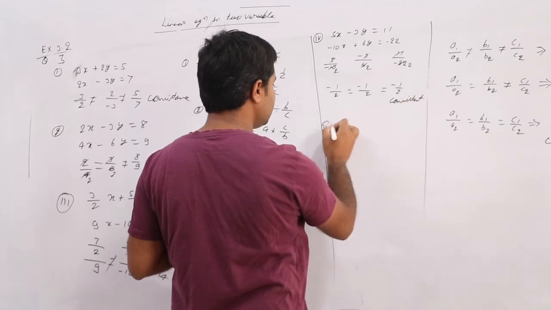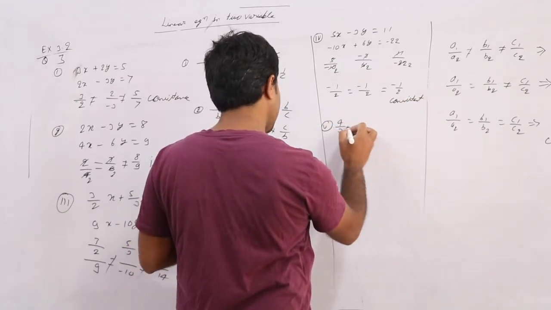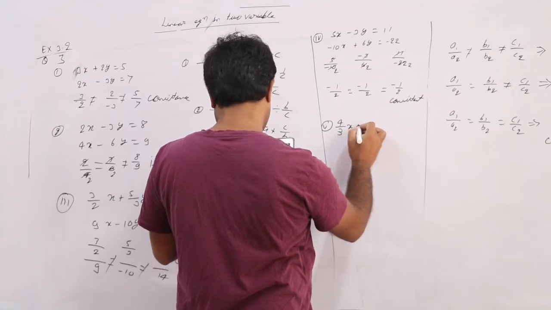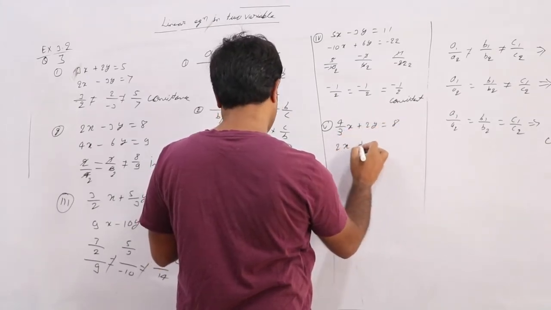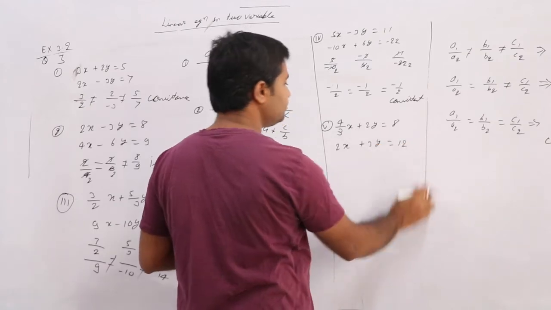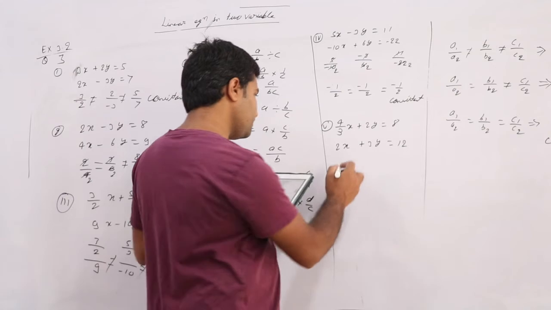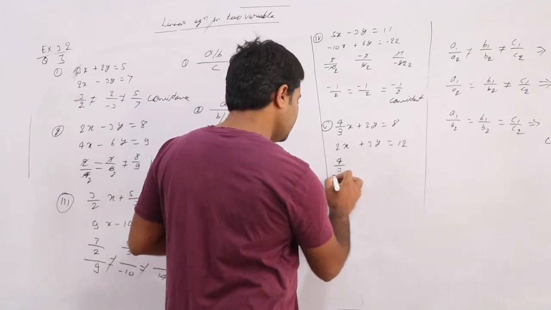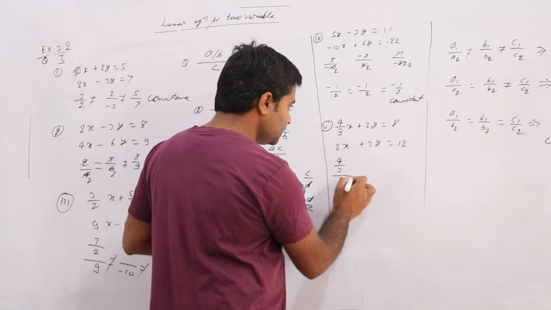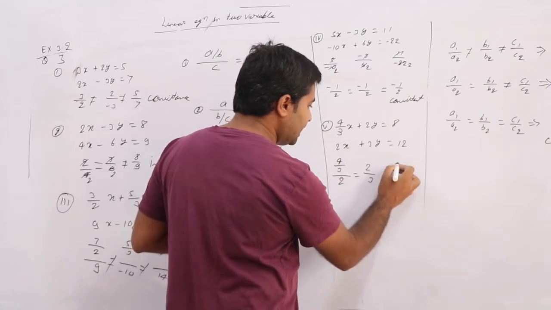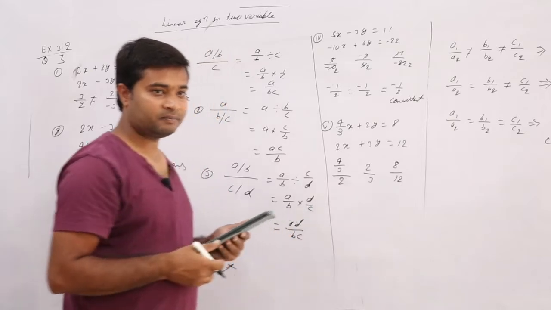And question number 5. 4 by 3 x plus 2y is equal to 8 and 2x plus 3y is equal to 12. Yes or no? Now just find it. 4 by 2 is 2, and 2 by 3, and 8 by 12. We'll write later whether that is equal or not. Yes?